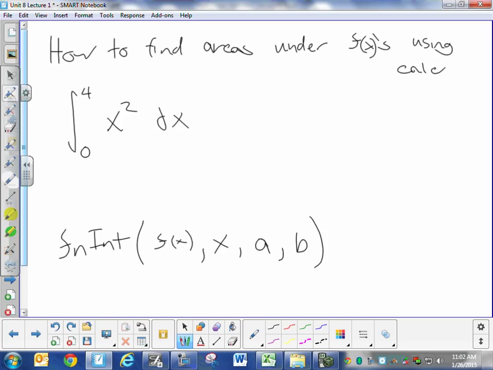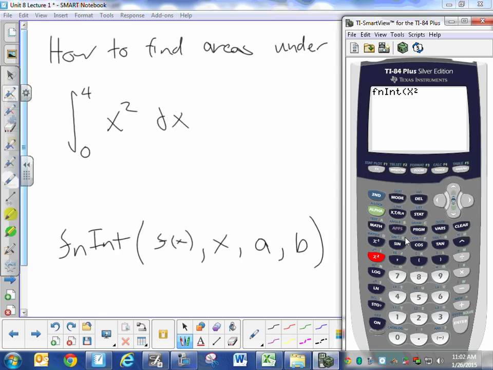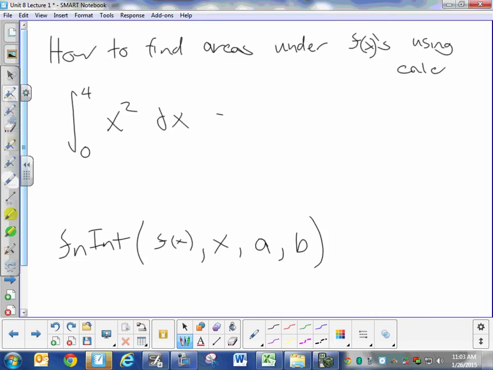Okay, so no matter what version you have, we should be getting the same answer. x squared with respect to x from a to b. Okay, 21 and a third, or 64 thirds, that's the area, which we would find is the exact same value as if we took the antiderivative of this and found the change in the antiderivative between 0 and 4.